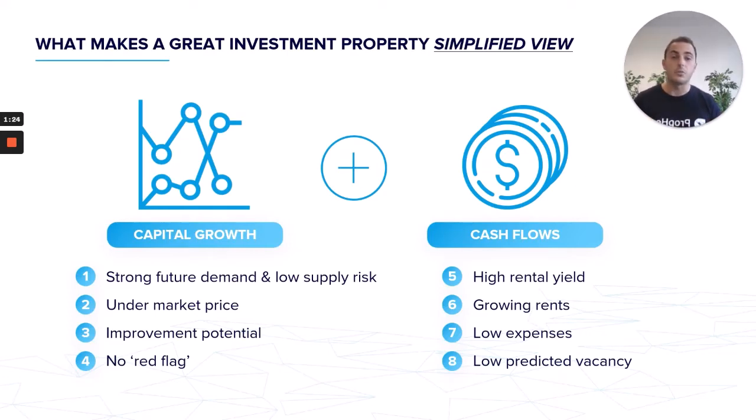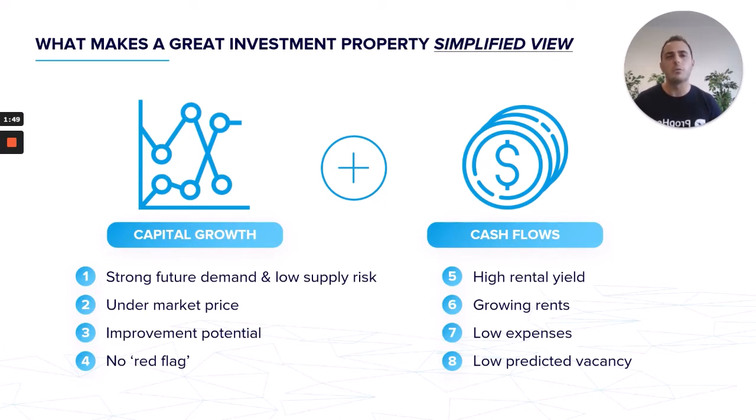Now let's talk about cash flows. Cash flows is more straightforward, right? You want to have a high rental yield. So your rental yield is the annual rent you are receiving divided by the price of your property. Number two, what you want to focus on is areas with growing rents, and in particular, rents growing above inflation.